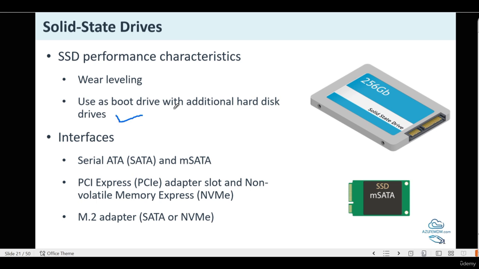Many users install the OS on an SSD for speed while using a larger drive for extra storage.